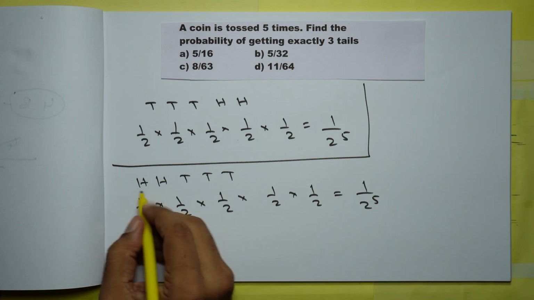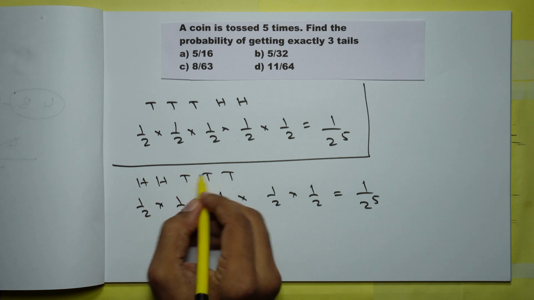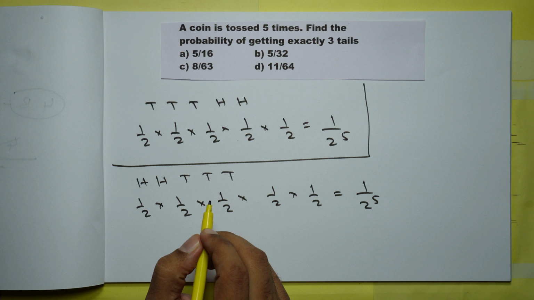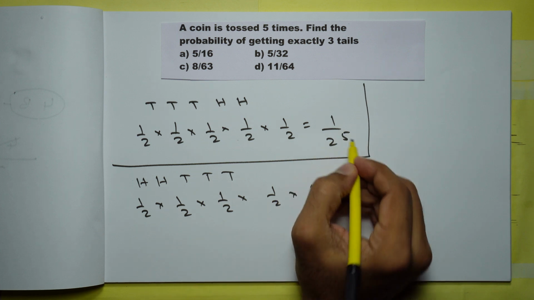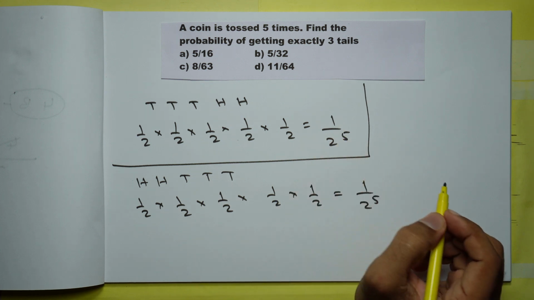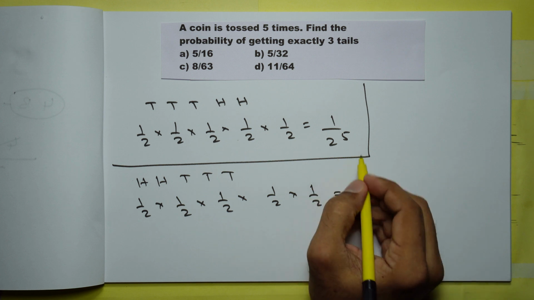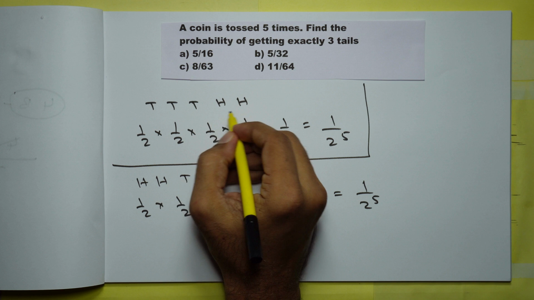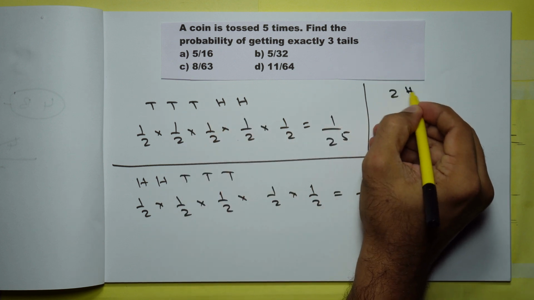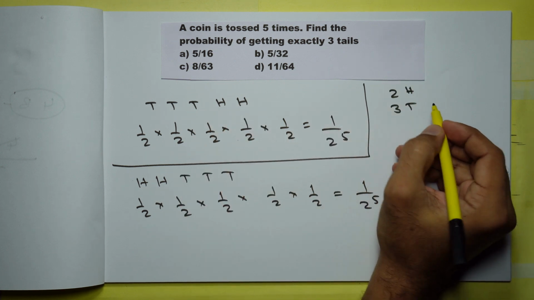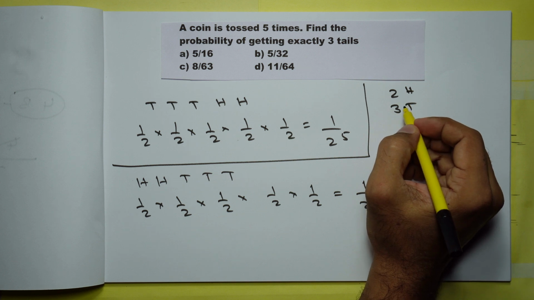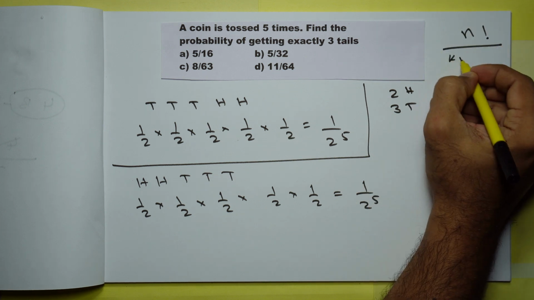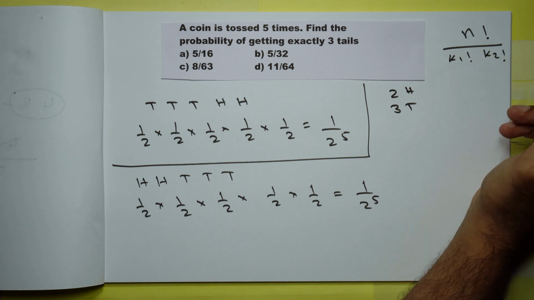So these 2 heads and these 3 tails can be interchanged among themselves in any way you like, and the probability is always equal to 1 by 2 raised to 5. So we'll find out in how many ways they can be arranged. That is, here 2 heads are there and 3 tails are there. In how many ways can they be arranged? You can use a formula n factorial by k1 factorial into k2 factorial.